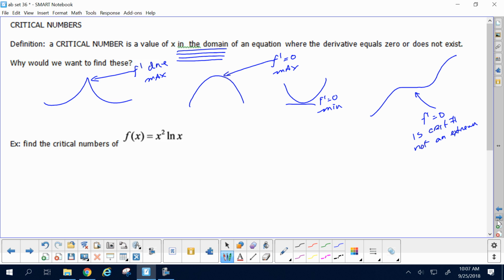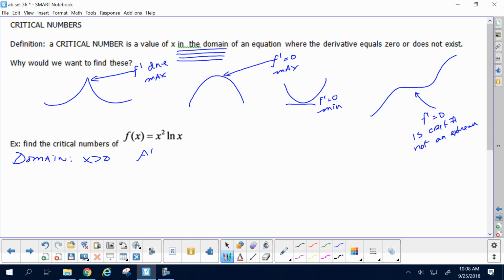So if I say find the critical numbers of x squared natural log of x, let's start by having in mind the domain. It says critical numbers are numbers in the domain where the derivative doesn't exist or is 0. So start by knowing the domain. What's the domain? x is greater than 0. You cannot take the log of a negative. You cannot take the log of 0. I don't have absolute value in this case, so there's no negatives allowed. All right, so good deal.